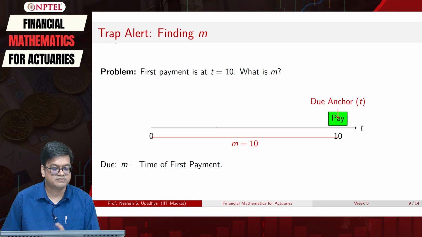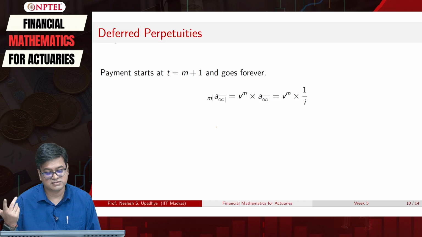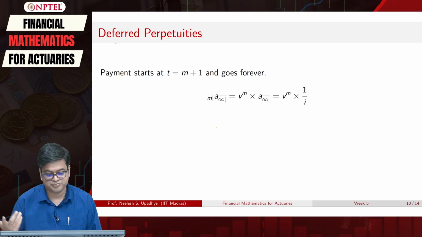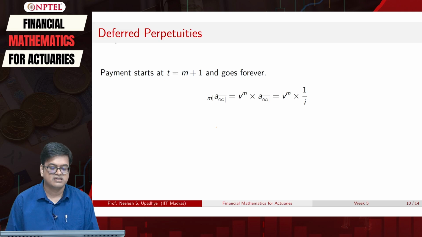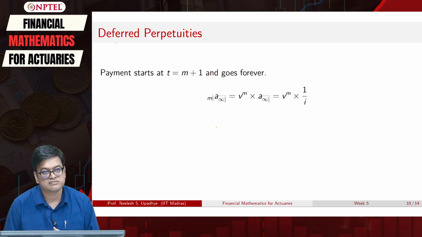Then we will come to our next problem, which is, this is about finite M. What if I want to convert it into a perpetuity problem, that is deferred perpetuity. So, payment starts at t is equal to m plus 1 and goes forever. How will I handle this, right? So, m is the time period up to which I will watch, m plus 1 is the time period the payment will start, right. So, naturally v raised to m into a infinity will be my answer, correct.